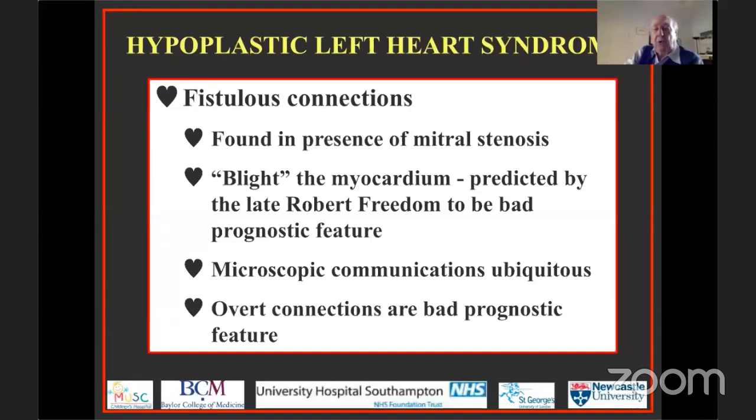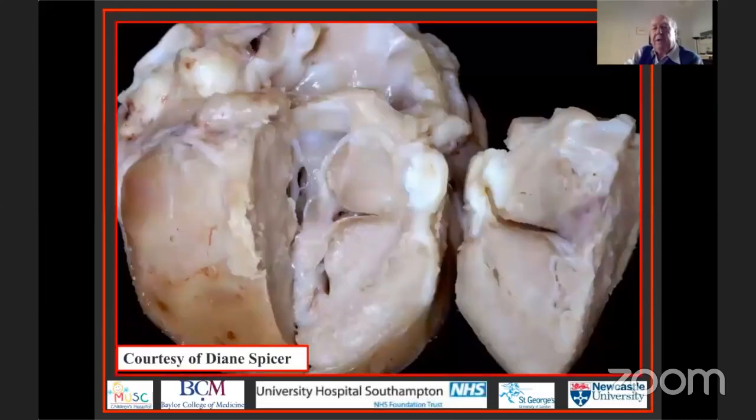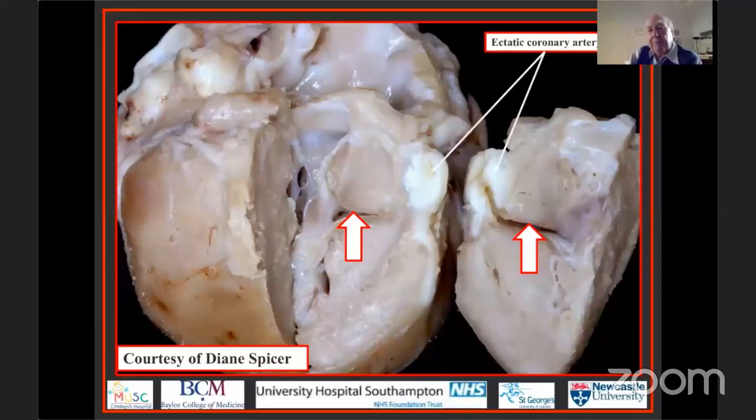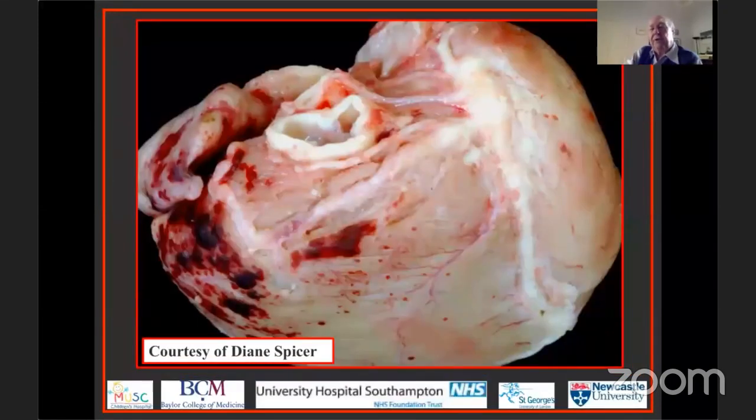But they are more important when they become overt. And here in another explant, Diane is showing overt coronary fistulous communications from the cavity of the left ventricle. And again, as we saw last week in the setting of hypoplastic right heart syndrome, the problem comes when the blood goes into the coronary arteries and produces coronary arterial pathology.